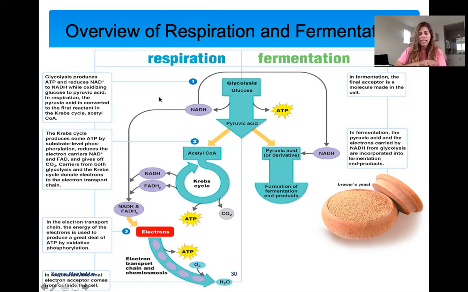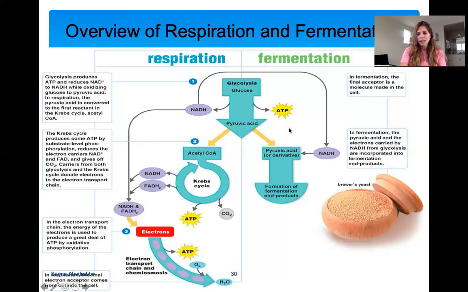In both aerobic and anaerobic respiration, the 3 steps are: we have glycolysis, which is step 1, making acetyl-CoA and the Krebs cycle, which is step 2, and then finally the electron transport chain, which is step 3. And then as a summary, glycolysis produces 2 ATP. The Krebs cycle produces CO2 and 2 ATP, and then all the NADH and FADH2 produced go to the electron transport chain. In the electron transport chain, the chemiosmotic gradient ends up creating 34 ATP.